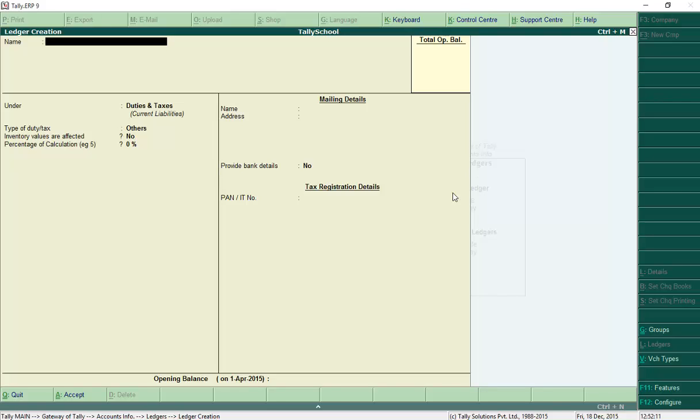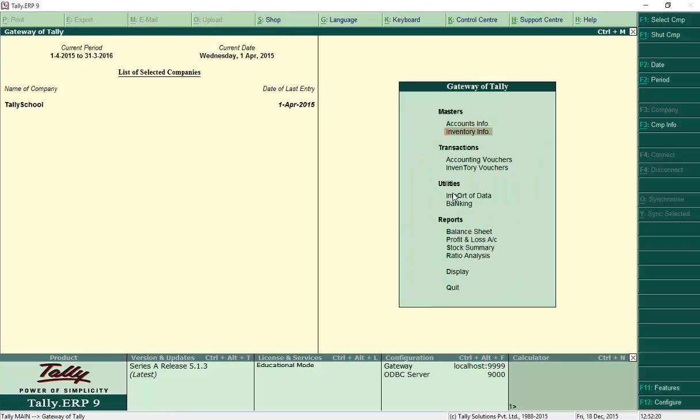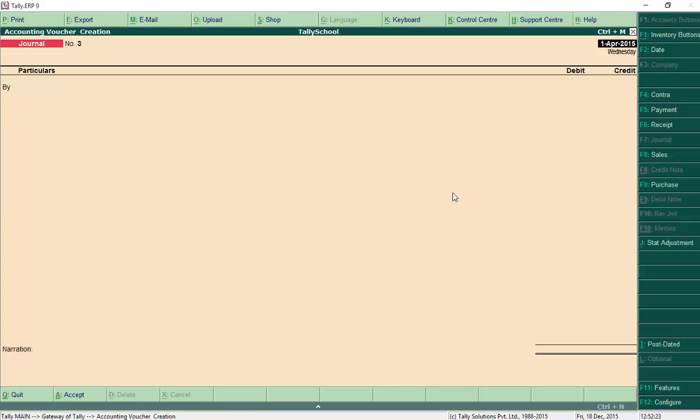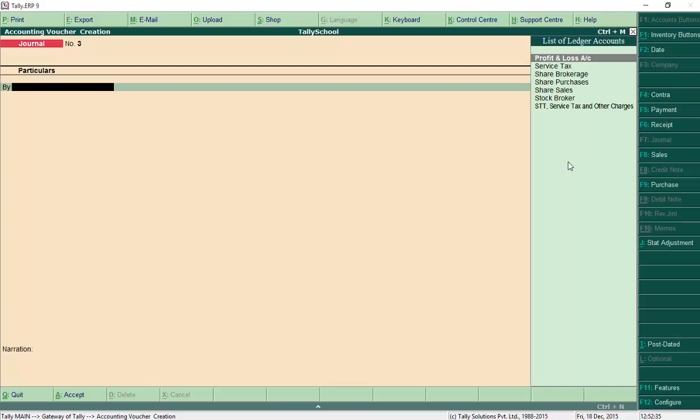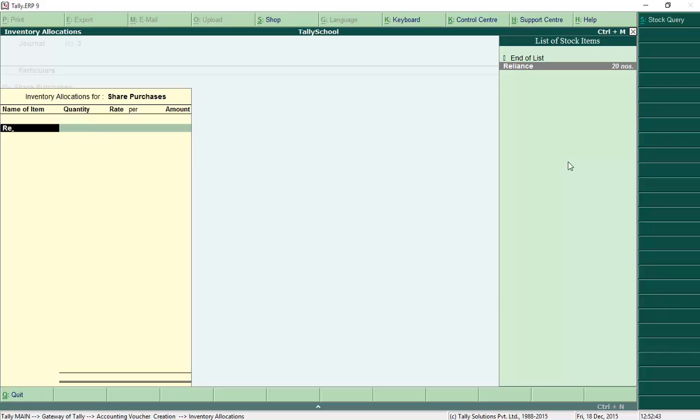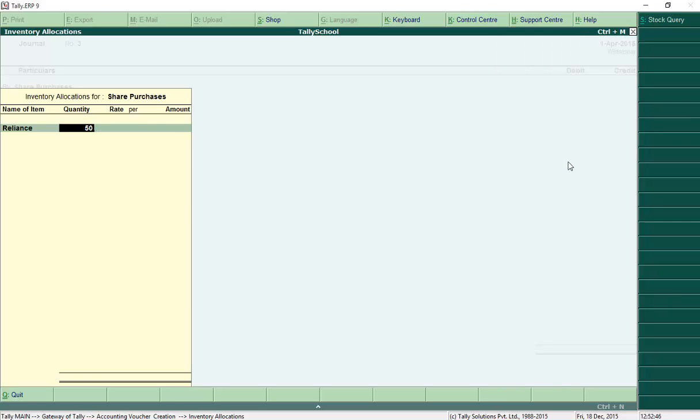So what we will do is we'll go back and create another entry of share purchases right now. So let me go back by pressing escape. Now I'll go to accounting vouchers and create a journal entry once again. So select journal. If you are not in any of these, press F7. I'm already in the journal, so I'll go to that, and let's purchase some shares of Reliance once again. So share purchases, Reliance, select Reliance. This time we'll buy 50 shares at 105 rupees, so it is 5,250.